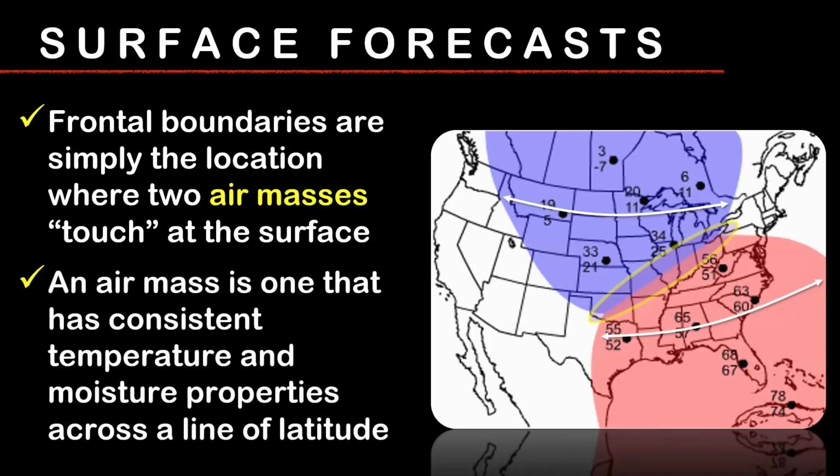An air mass is one that has a consistent temperature and moisture profile across a line of latitude. So if you pick a line of latitude here and look at the general profile of the temperature and moisture, it tends to be pretty much the same within that air mass. So we might have a cold and dry air mass to the north and a warm and moist air mass to the south. And where they meet in between, where they butt up against each other, that's where you'll find the frontal system.